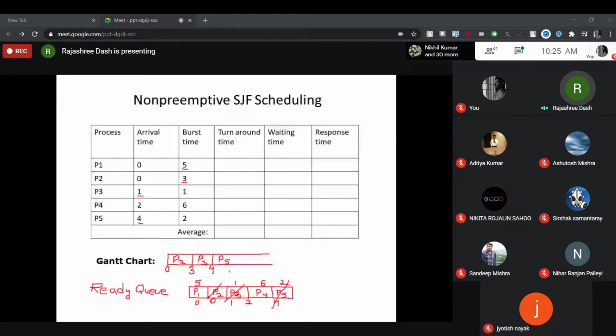Listen carefully. It will be better if you simultaneously draw the ready queue and also the Gantt chart. Now P5 will continue up to 6. So the finish time for P5 is 6. So now, what is the next process to be allocated to the CPU?